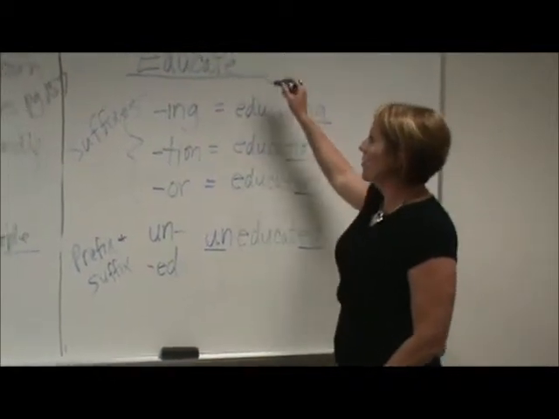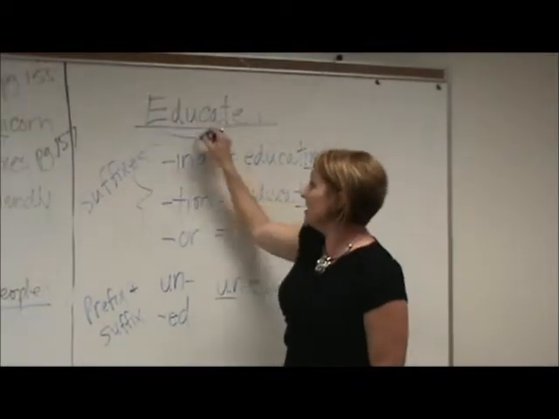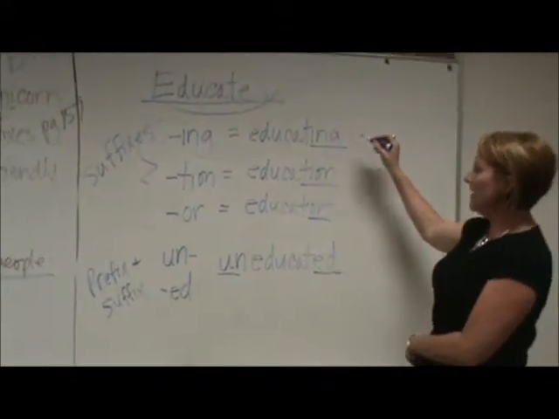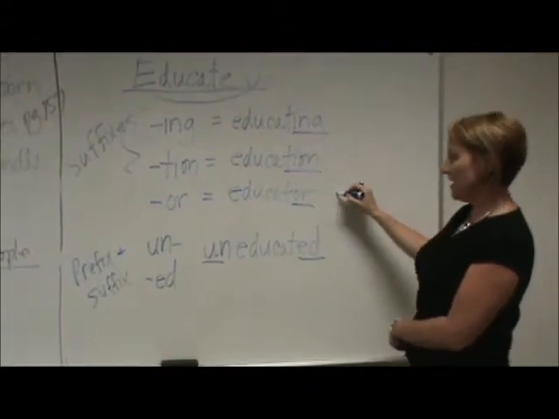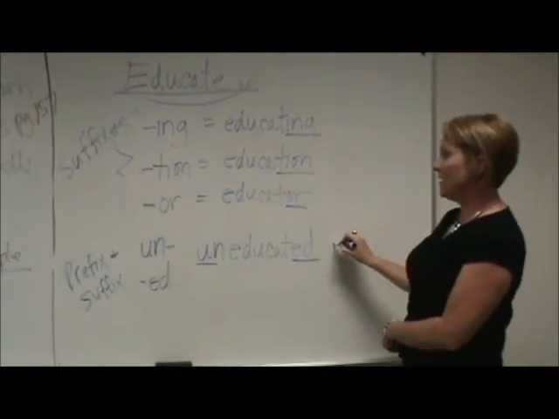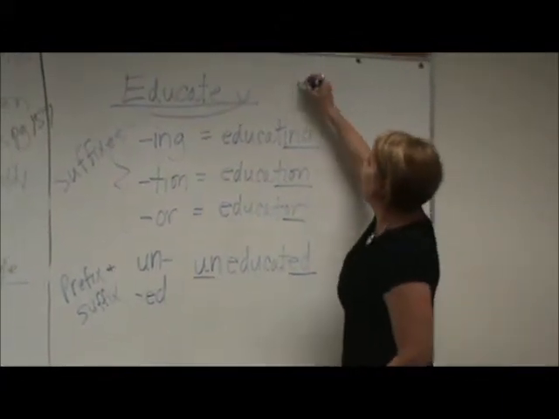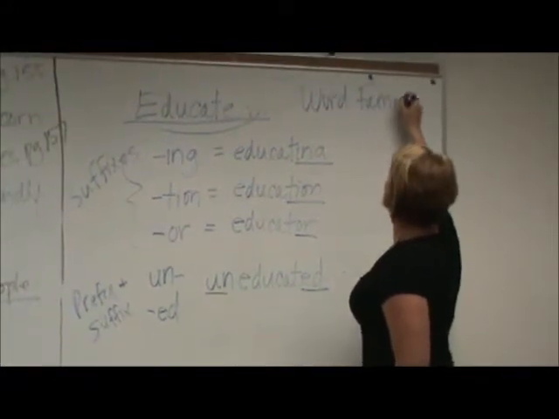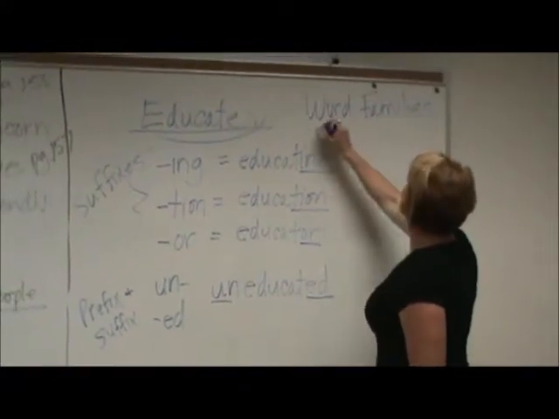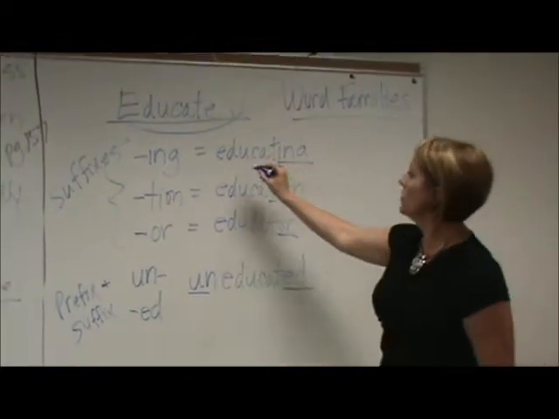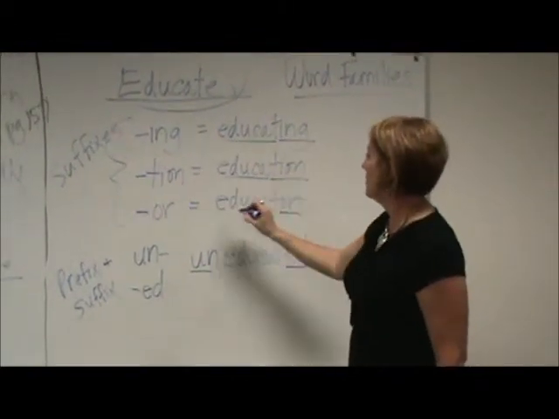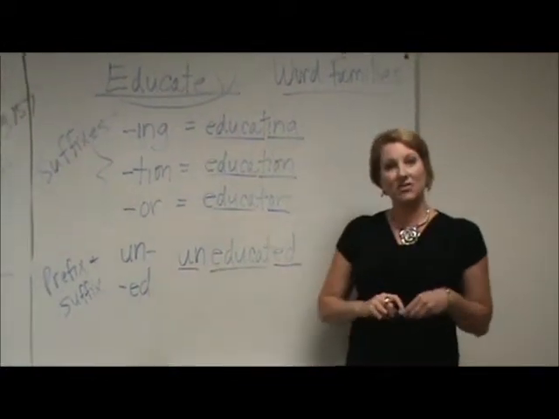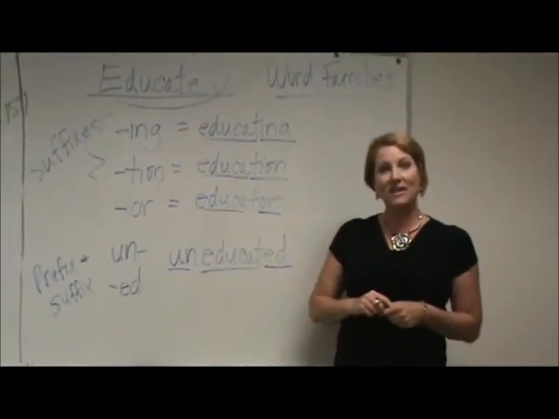Okay, because we already know the meaning of the word educate, it's easy then for us to know what educating, education, educator, and uneducated means. So these are called word families. It's when you make lots of words out of one root. Okay, so our root word was educate in all of these. All right, so that's the end of chapter 7, and I'll see you on the next video.